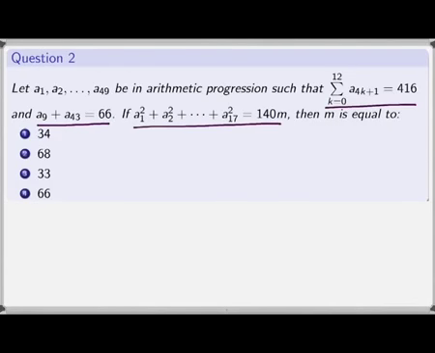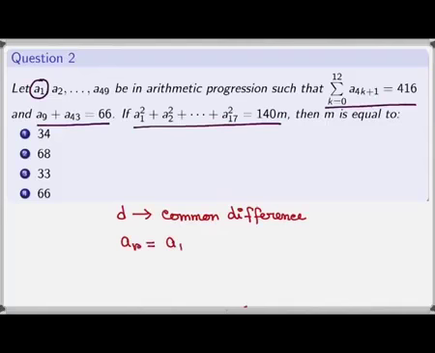Note that the first term of the given arithmetic progression is A1. Let D be the common difference of this given arithmetic progression. Then the rth term of this progression is of the form A1 plus (r minus 1) into D.